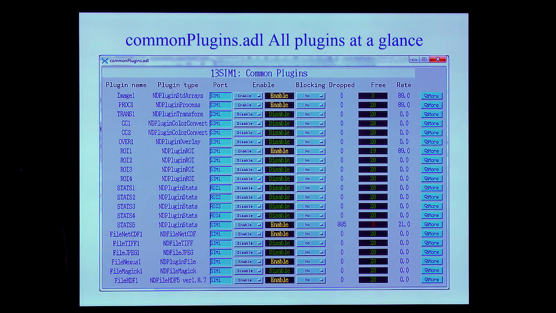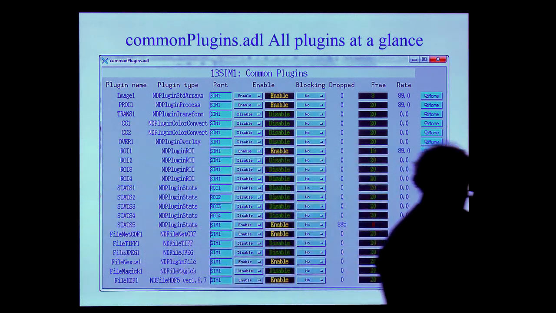So, it isn't limited to one rectangle. It could do 10 rectangles and 4 ellipses. You can have a whole bunch of overlays and turn them off and on individually. 4 region of interest plugins, 5 statistics plugins, and then plugins for the NetCDF, TIFF, JPEG, Nexus, Graphics Magic, and HDF5 file plugins.